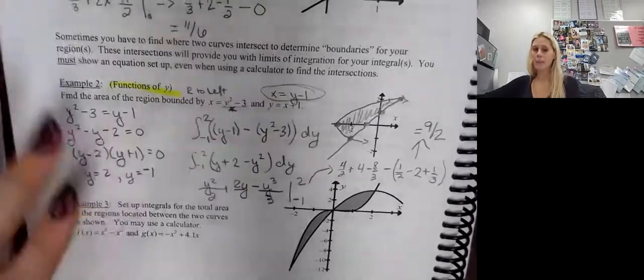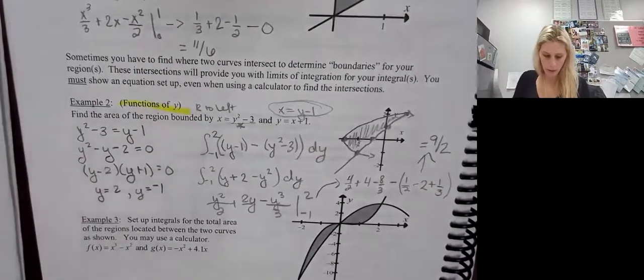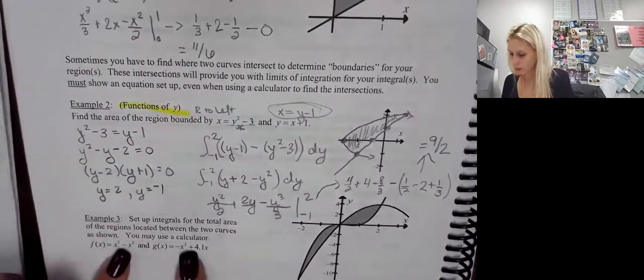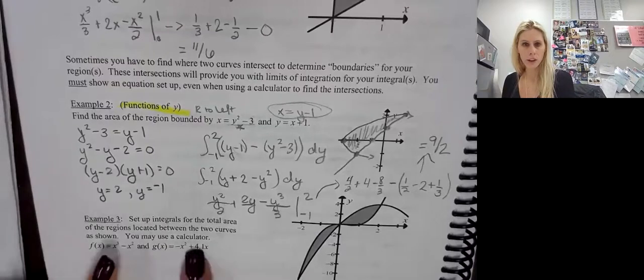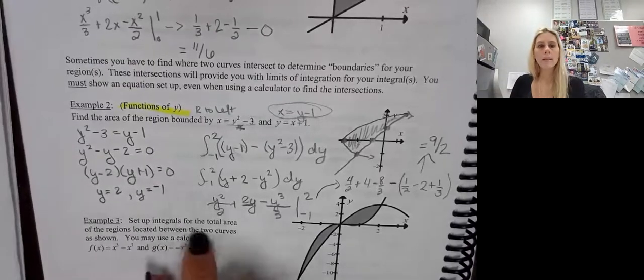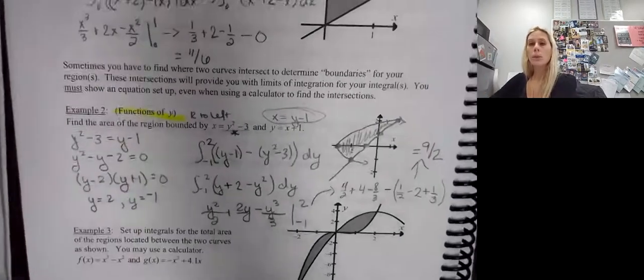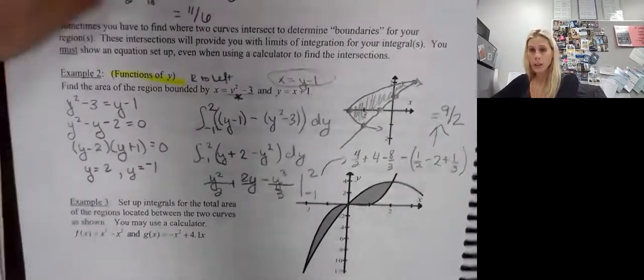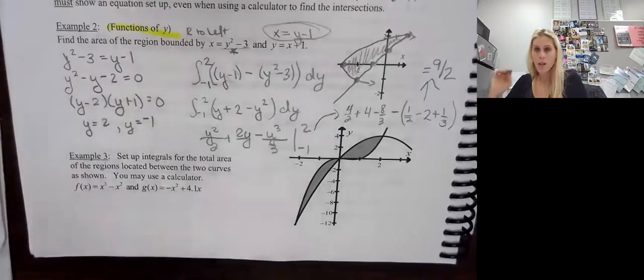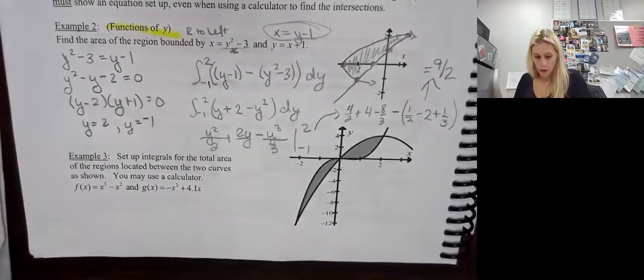Okay, our last example, be careful. I want to show you this. First of all, I can see that we're in terms of x's and our functions are good. Now it says set up the integrals for the total area of the regions located between two curves as shown. You may use your calculator. So remember, when you use your calculator, you actually have to show what you're putting in for your intersections, okay?